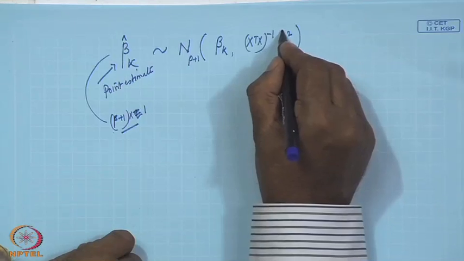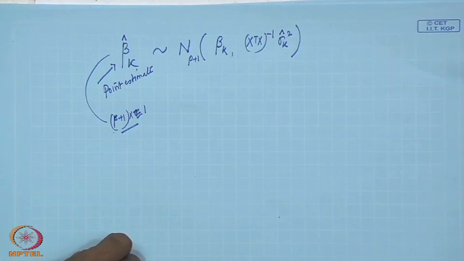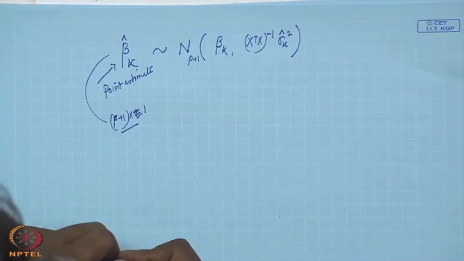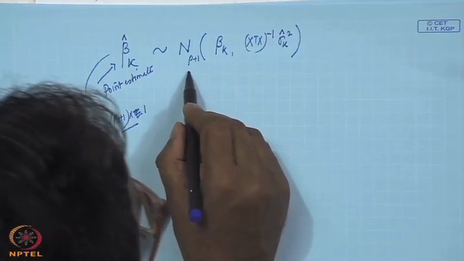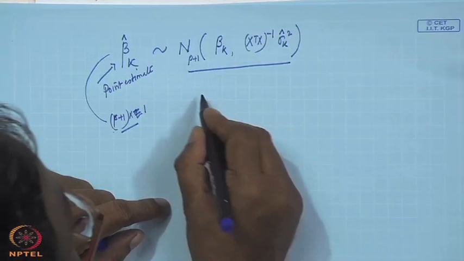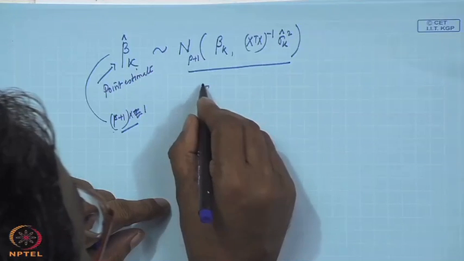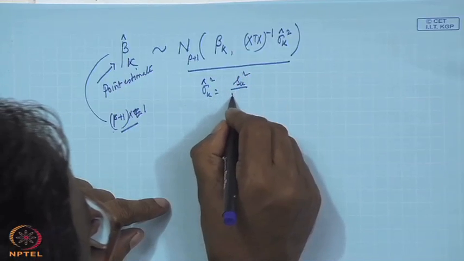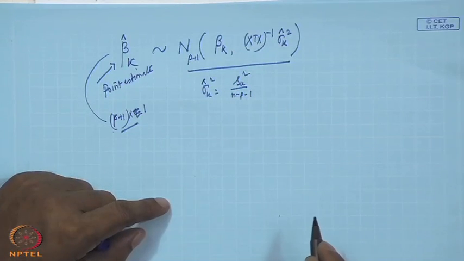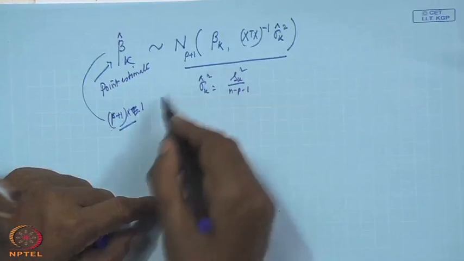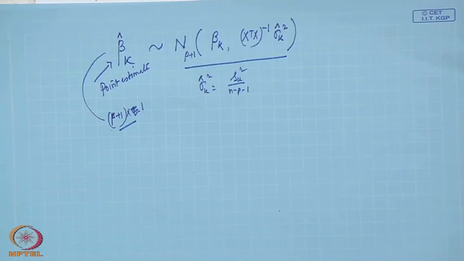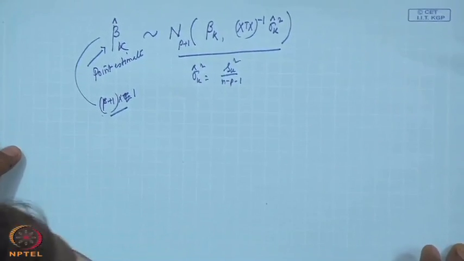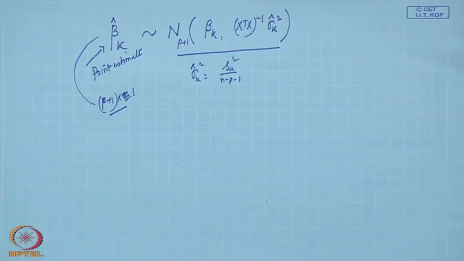Correct. The sigma_k squared will be estimated, and ultimately that sigma_k squared you will be replacing like this: sigma_k squared is s_k squared by n minus p minus 1, where s_k squared is the kth element of the SSCP matrix, the kth element of the SSCP matrix.